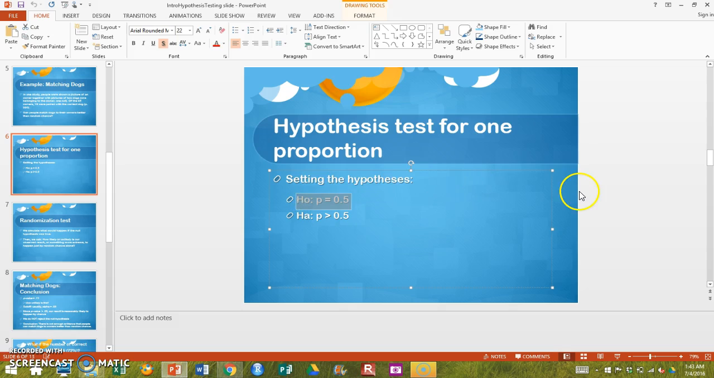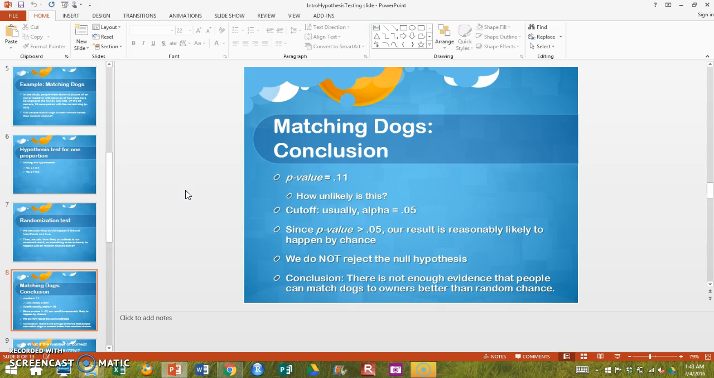Now, we don't have proof that it's just random. We don't have proof that the true population proportion is 0.5. That's a different logical debate to get into, which we'll save for another time. We simply say we cannot reject our null model, our null hypothesis of 0.5. And so that's where it ends. We don't have evidence that dogs can guess better than random chance. So that's the end of our research question. That's all there is to it.